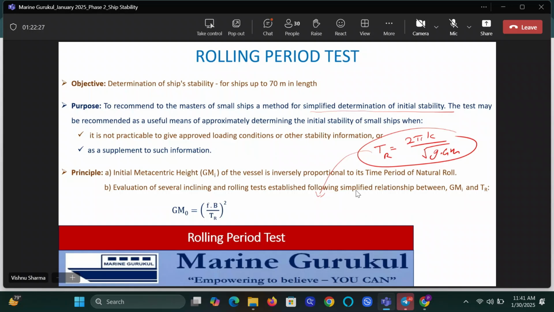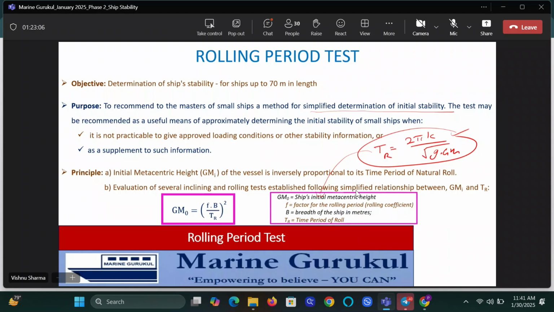So for rolling period test, because you want to provide a simplified process of evaluating stability, obviously if this formula was to be used, then where is the issue? So they simplified this formula to this. In this formula, B is the moulded breadth, TR is the period of roll, and F is the rolling coefficient. GM0 is the initial metacentric height. F is the factor of rolling or rolling coefficient, and B is the breadth of the ship. And TR is the period of roll in seconds.